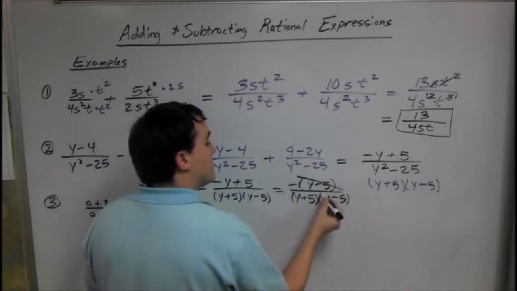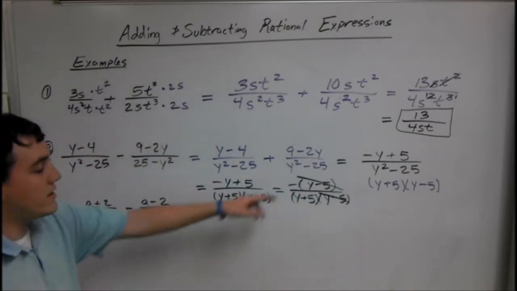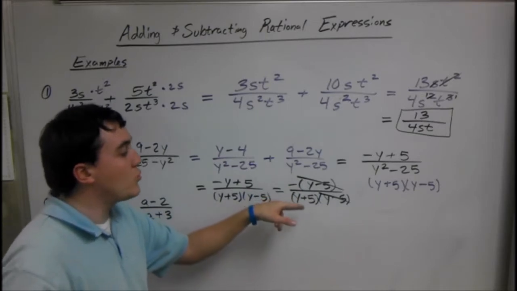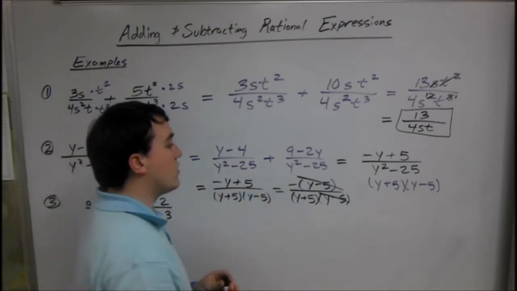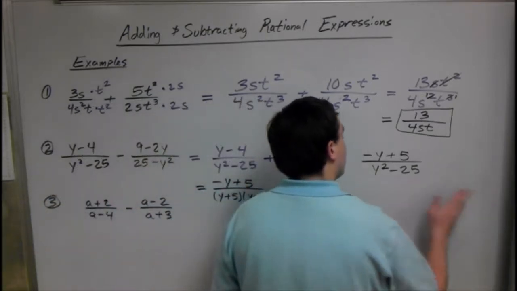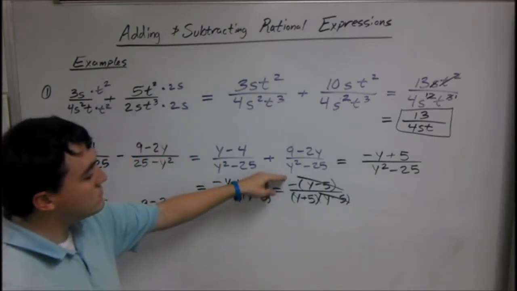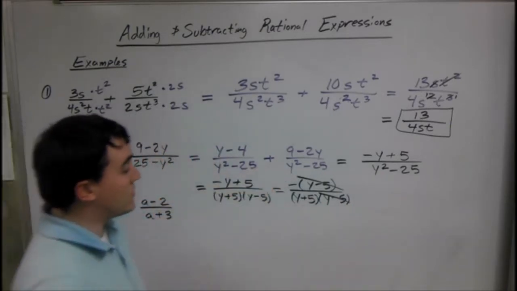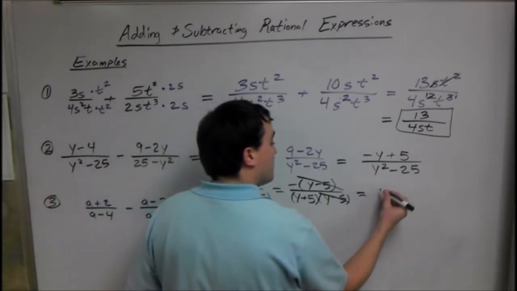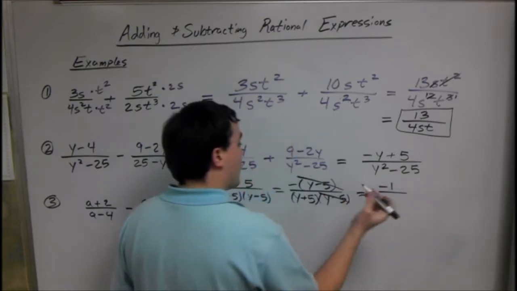So those are going to cancel. And don't forget, if you cancel everything in the top, it becomes a 1. So for this, the final answer becomes negative 1 over y plus 5.